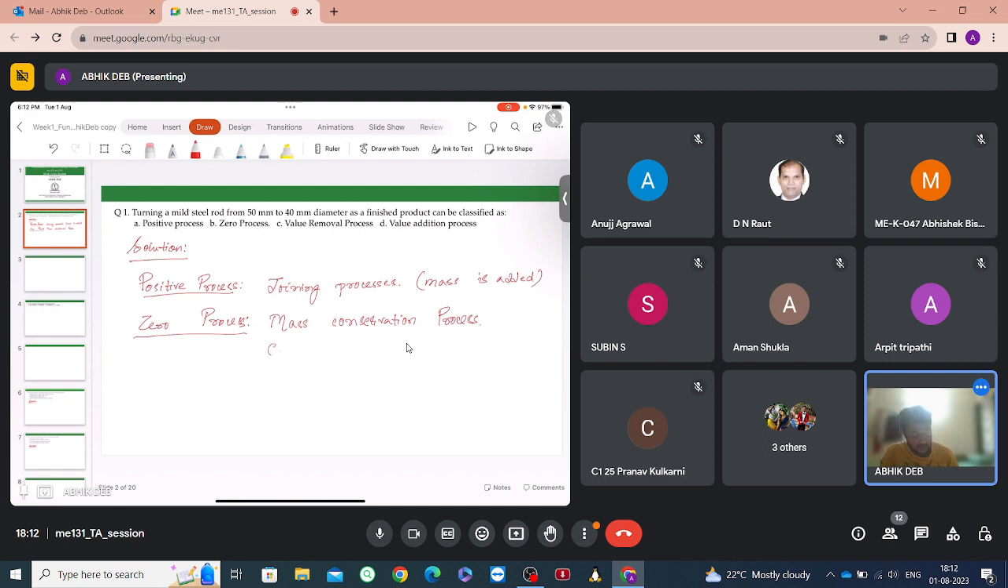Like casting and forging. Forging. It's basically forming. So any kind of forming process, including forging or extrusion or anything. And what is this? Now, what is this value removal?